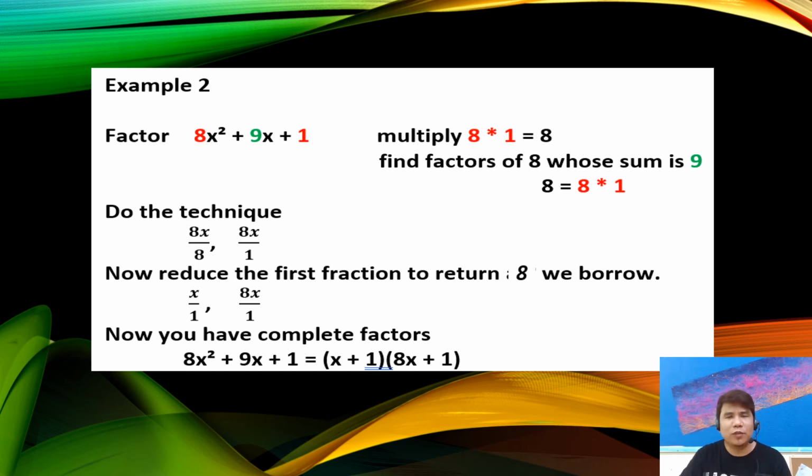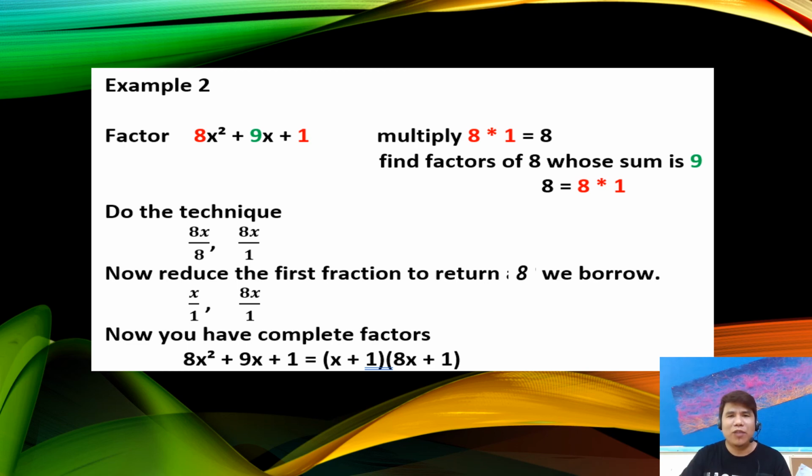Again, we will write the first term twice to form our fraction, 8x, 8x. Our denominators would be 8 and 1, the factors of 8. Now, reduce the first fraction to return the 8 we borrowed. We borrow because we have two 8s here, so we only borrow one 8, and we need to return it now. By reducing, 8x over 8 becomes x over 1. And then copy the 8x over 1.